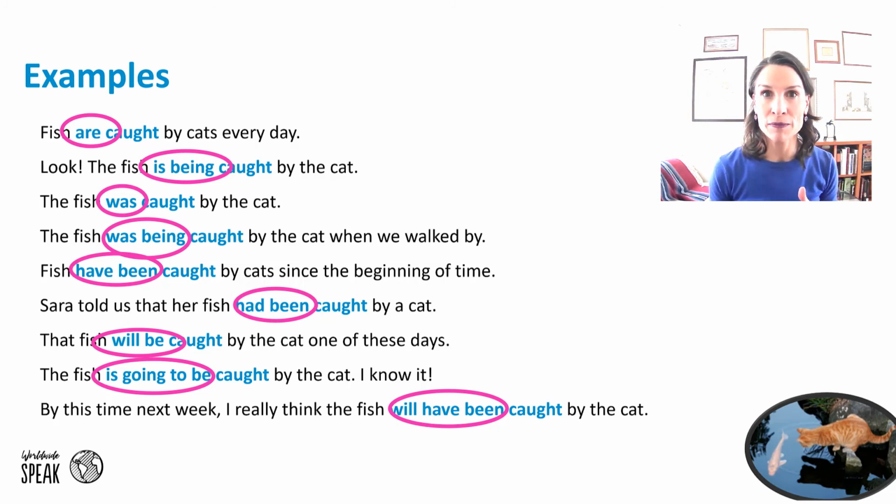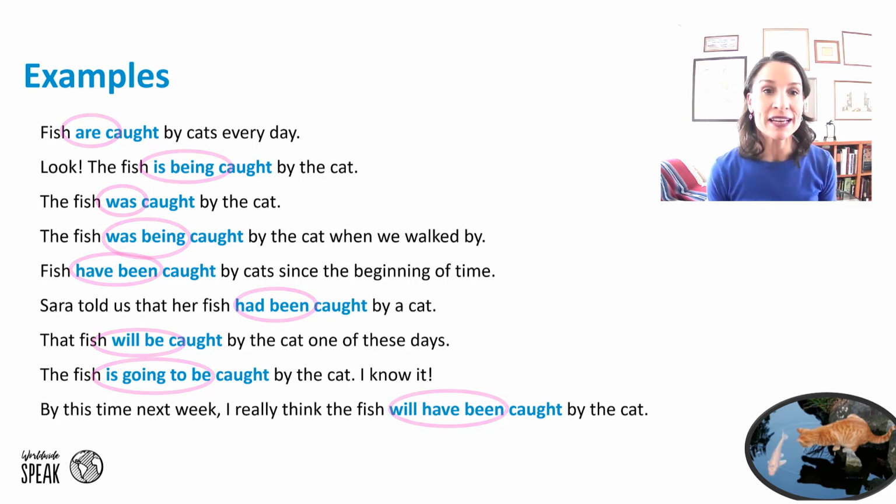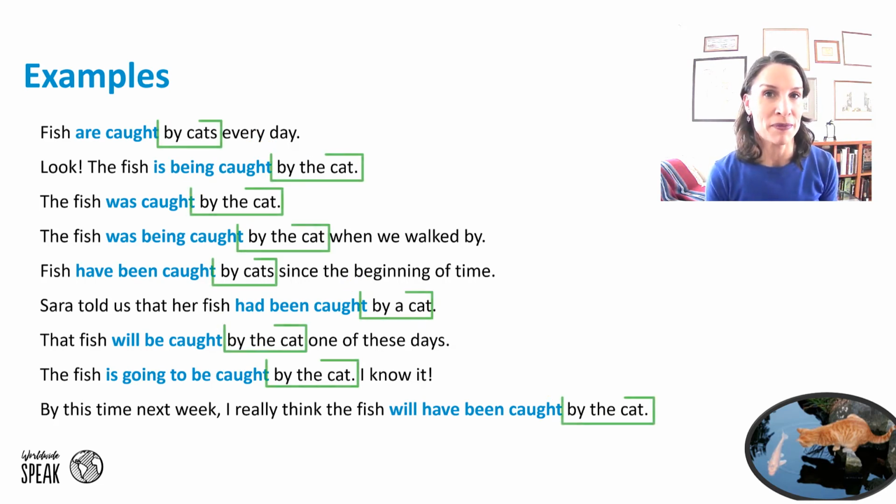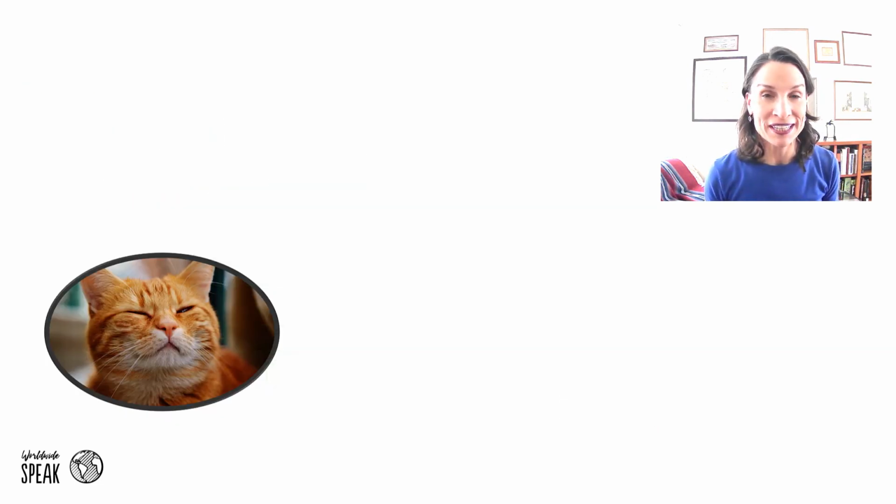It's the object. I'm always going to have the verb be. In whatever form the verb be is in, this is what determines the tense of the sentence. And then I'm always going to have the past participle. Past participle means it's the third form of an irregular verb. So in these examples, it's caught. And then in my examples here, I'm including the by phrase, by the subject, by the cat. I hope this gives you a good introduction.